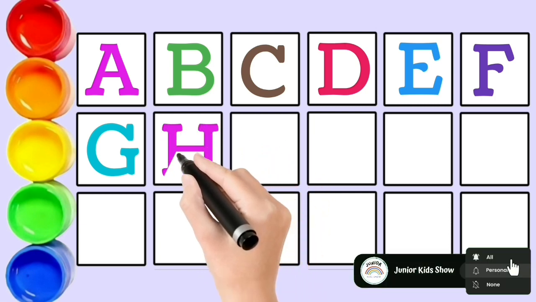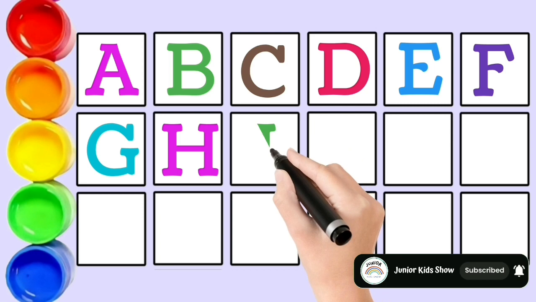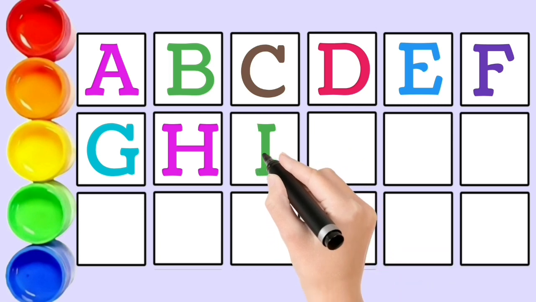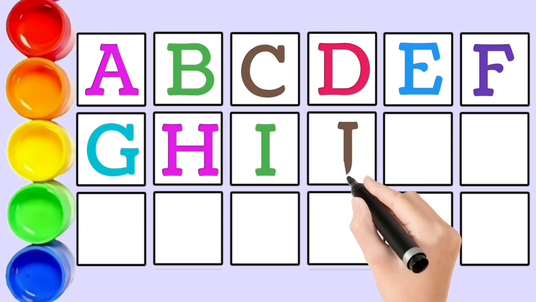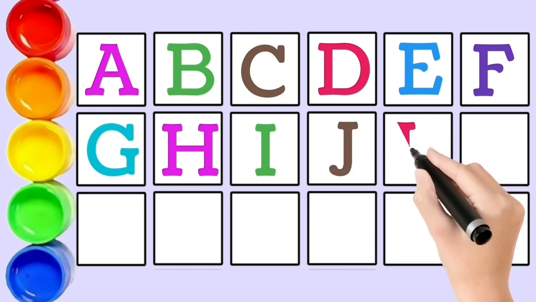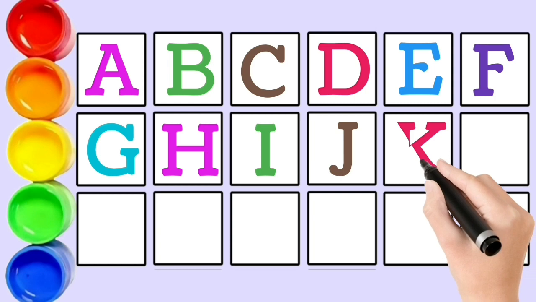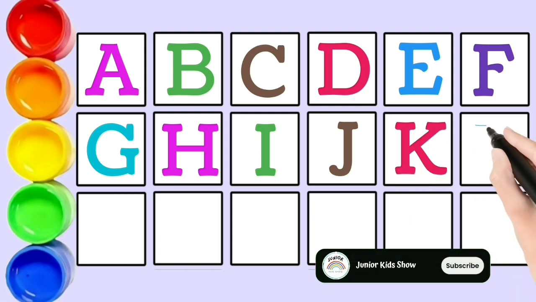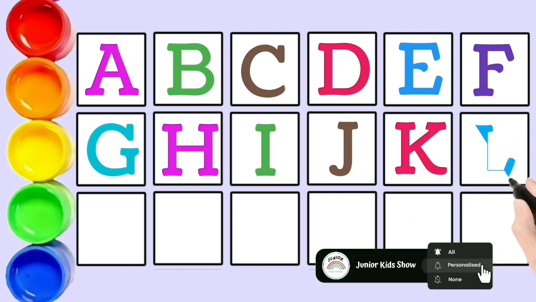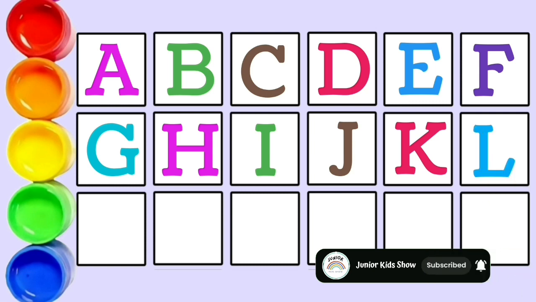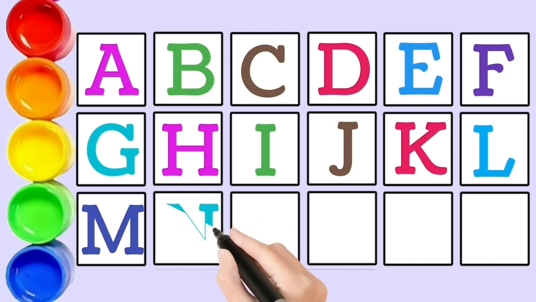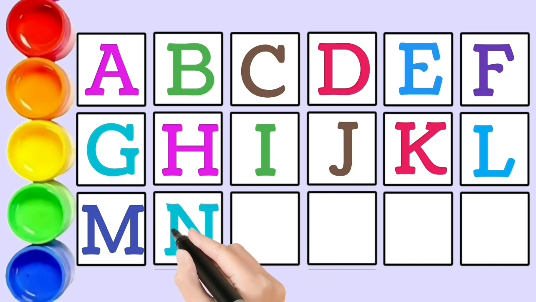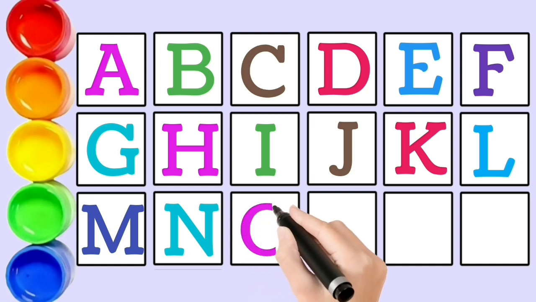I for injection. J for joker. K for knife. L for lion. M for mirror. N for nut. O for octopus.